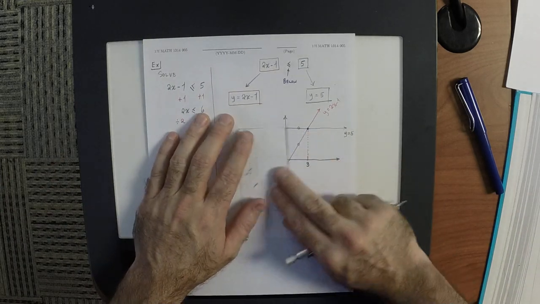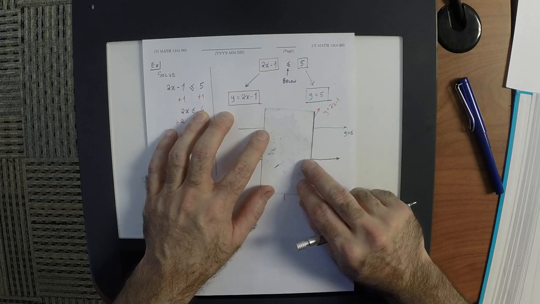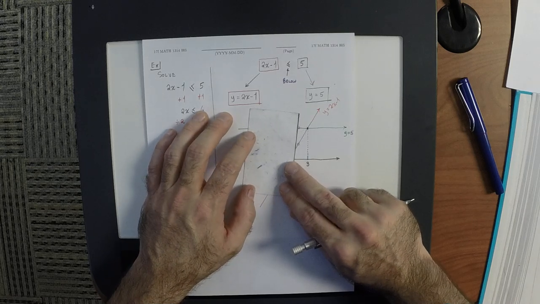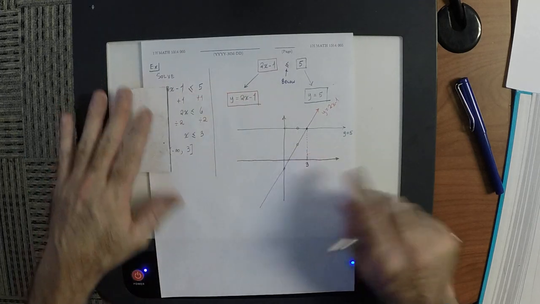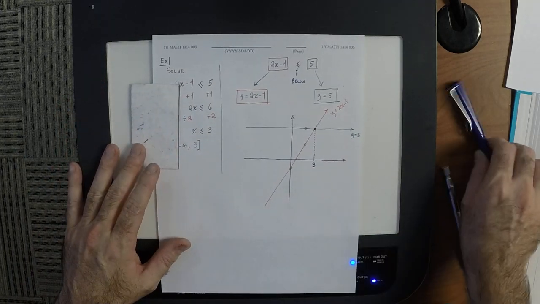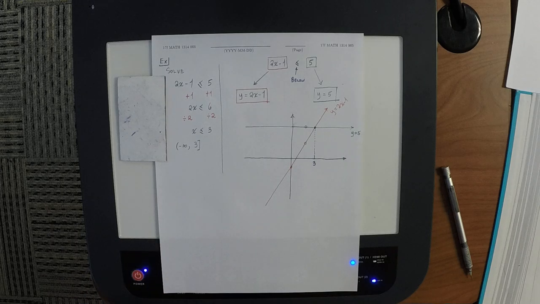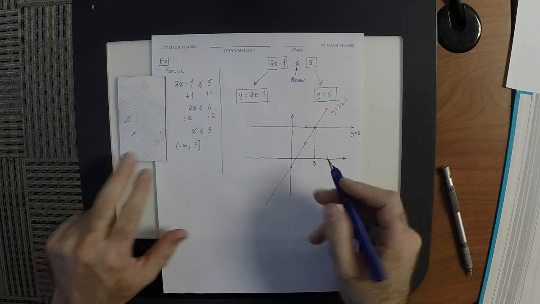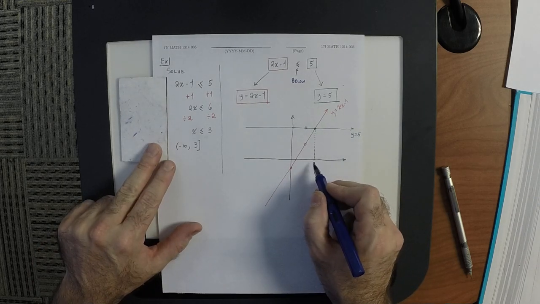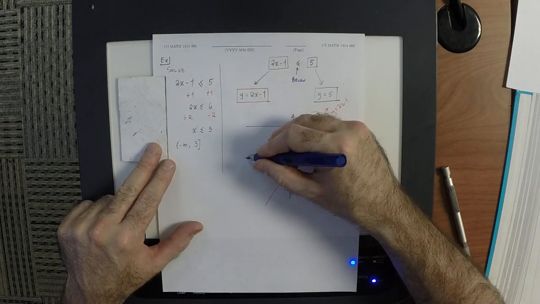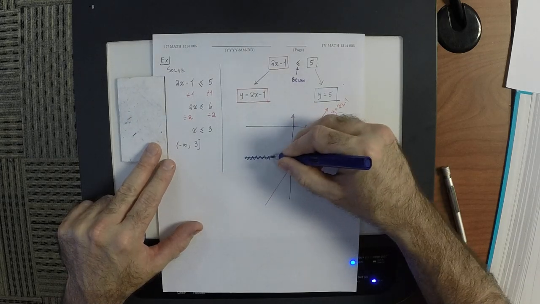Here they're touching. On the right side, red is above. On the left side, red is below. We want to know where is red below green. So tell me, where is red below green? Right. Everything to the left of 3. All of this. This is the solution.